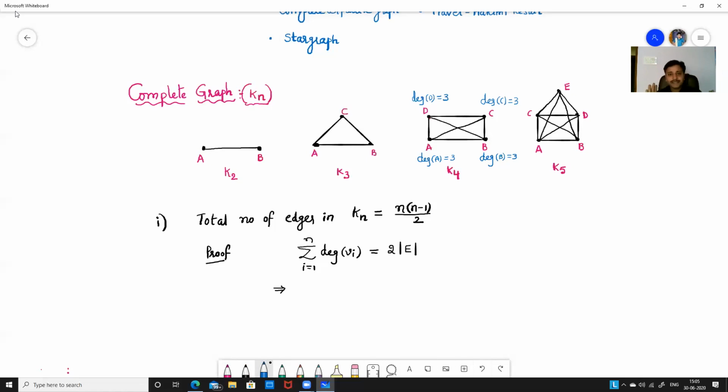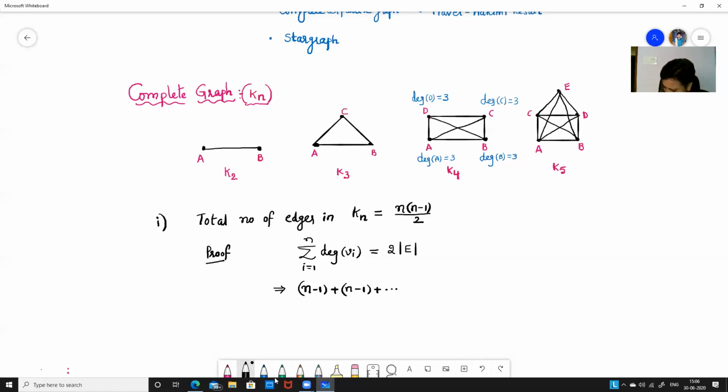It means that in a complete graph of 4 vertices, every vertex has degree 3. Similarly, in a complete graph of 5 vertices, every vertex has degree 4. In a complete graph of n vertices, every vertex has degree n minus 1. So the first vertex degree is n minus 1, the second vertex degree is also n minus 1.